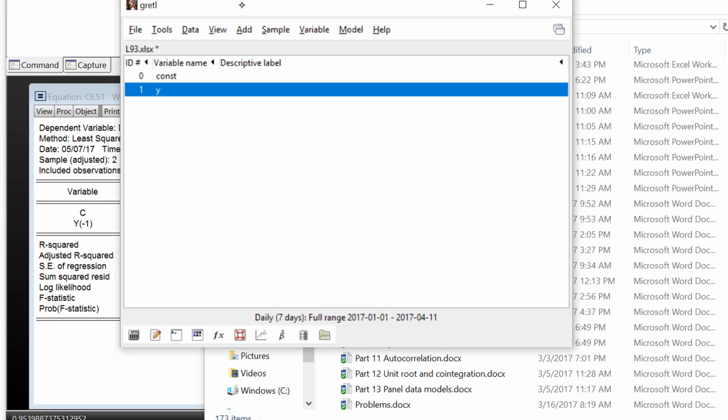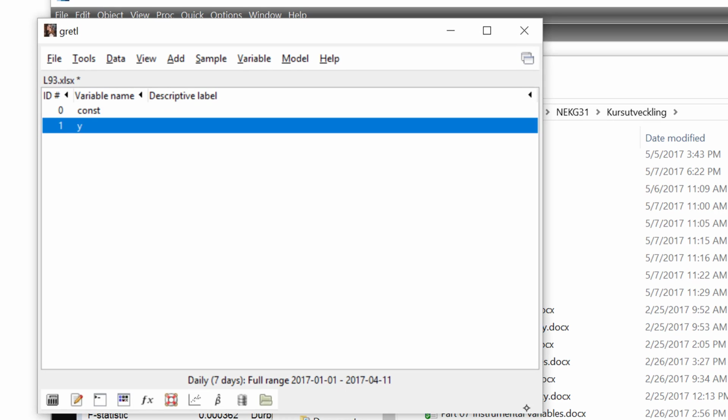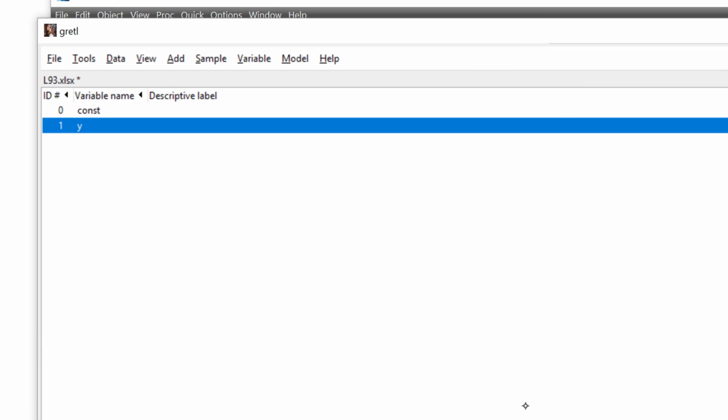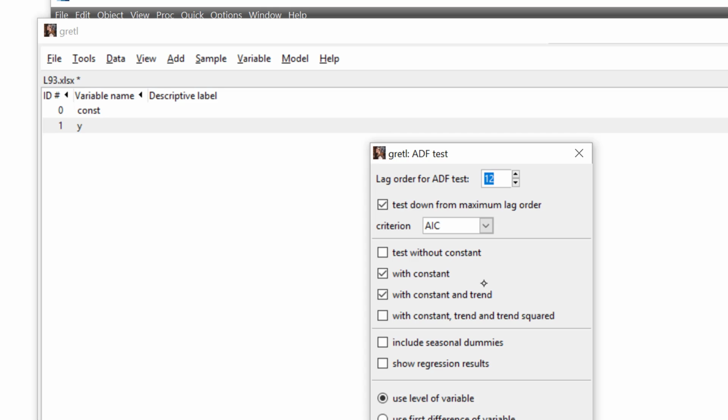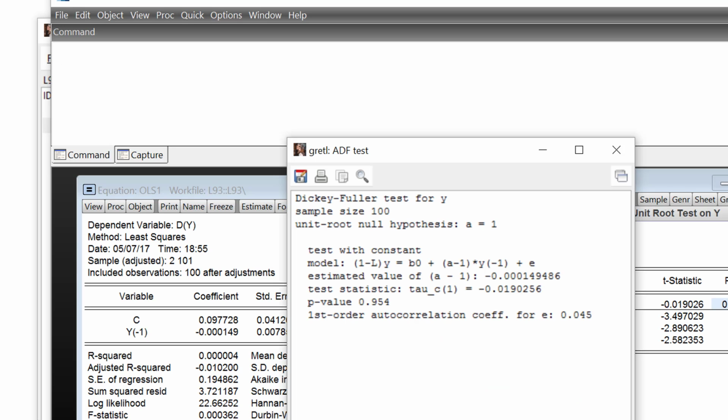Here I have the same data in Gretl. To do the Dickey-Fuller test, just go to variable, unit root test, augmented Dickey-Fuller. Lag order, we are doing an AR1, so we set that to 0. We only want to do the test with a constant, and we want to use levels. So OK, and the p-value for the test is right there, so that's the same as eViews.